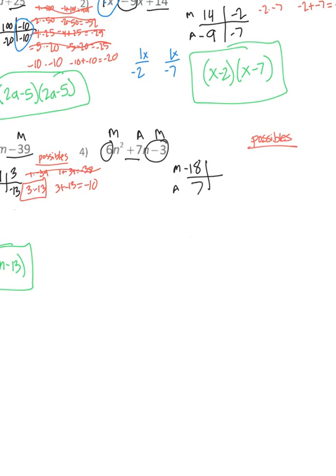So let's try negative 1 times 18. Negative 1 plus 18 gives me 17. So that's not what I'm looking for. Let's try negative 2 times 9. Negative 2 plus 9 gives me 7. So those are my two numbers.